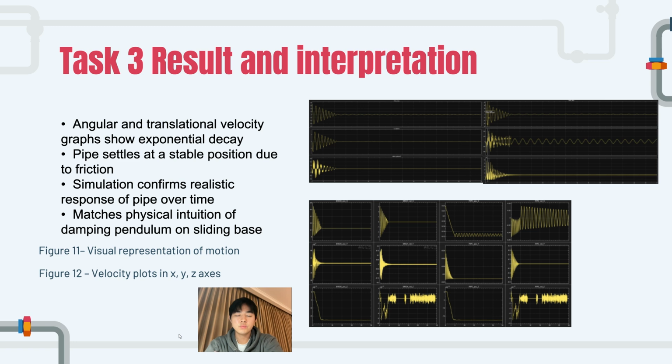The simulation result shows that both the angular and linear velocity gradually decrease over time. This matches our expectation. As friction resists the motion, energy is lost, and the system eventually stabilizes. From the graph, we can clearly see that the pipe starts with a significant oscillation, and then slowly comes to a near rest position. This confirms that the friction and motion modeling are working as expected and that our Simulink system accurately replicates the physical behavior of a damped pendulum with sliding.